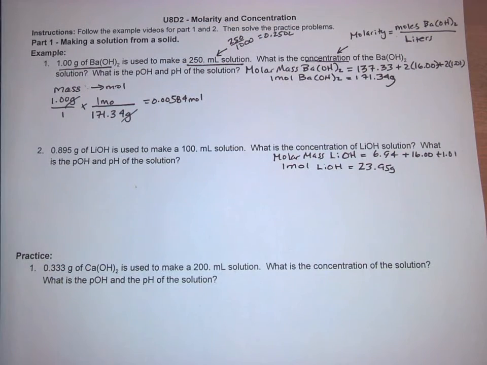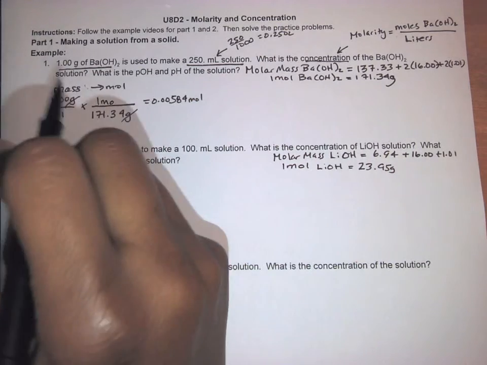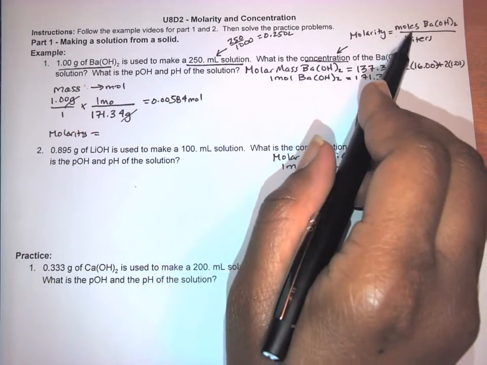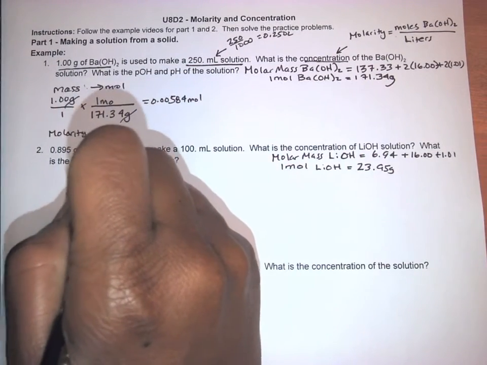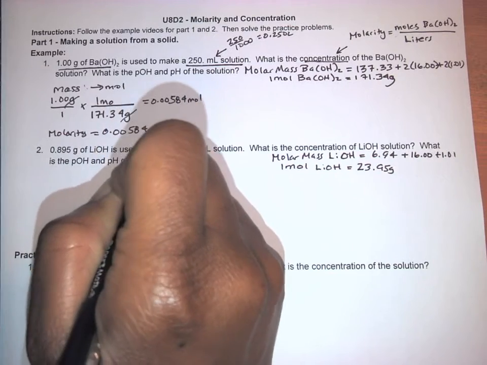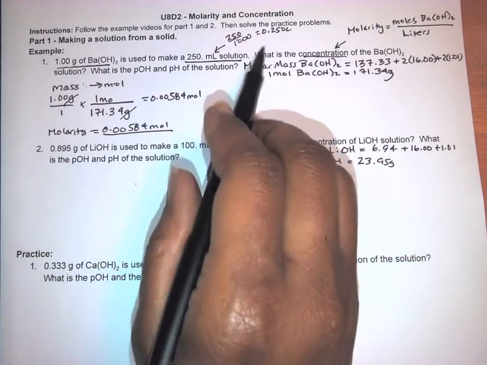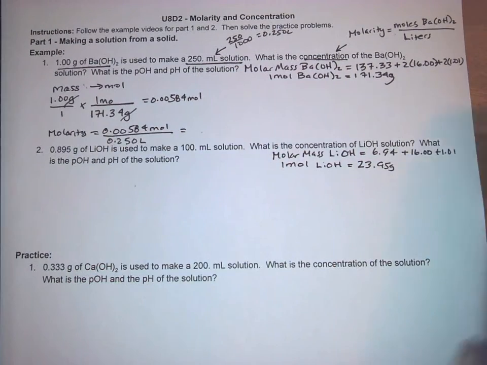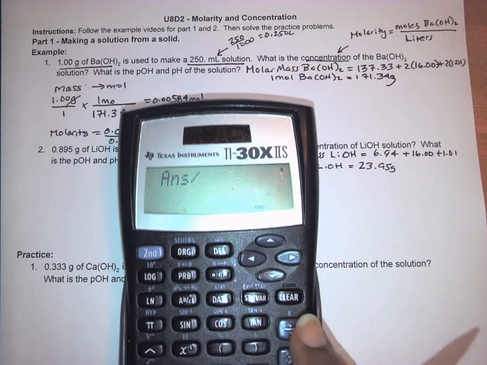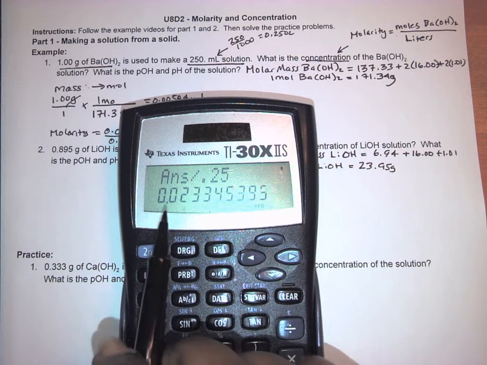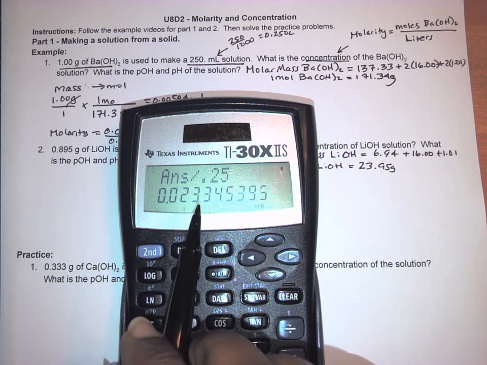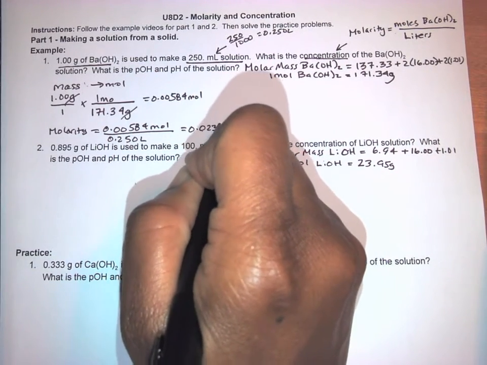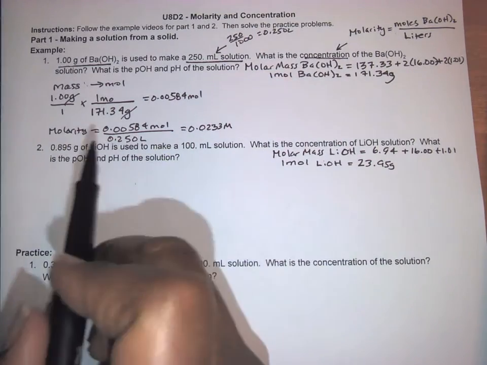Okay, now that I have my moles, I can go ahead and calculate my molarity. So my molarity will be the moles, right? So the moles go on top, 0.00584 moles of my barium hydroxide over the volume of solution, which is 0.250 liters. If I divide that by 0.25, I get my molarity to be 0.0233 molar. Okay, so that's the first part done. So I have the molarity.